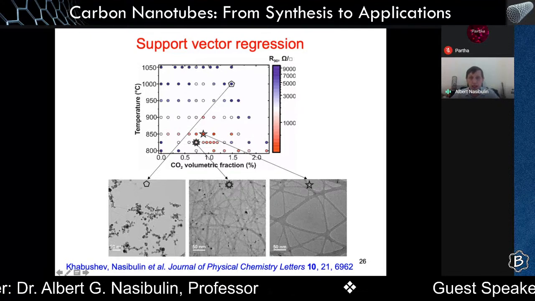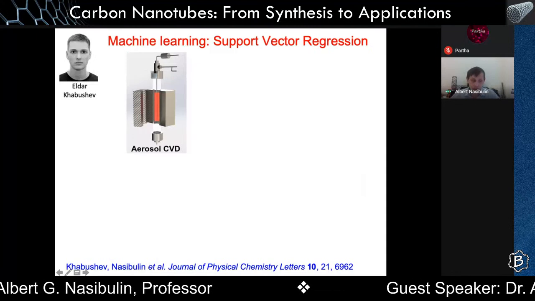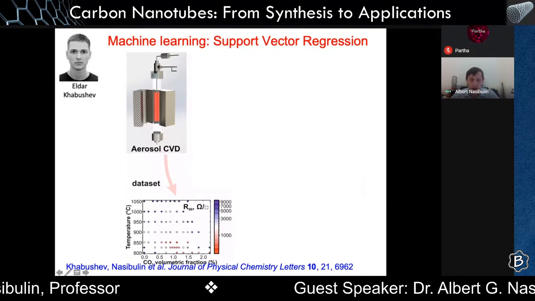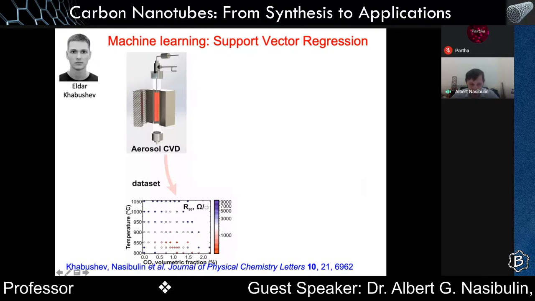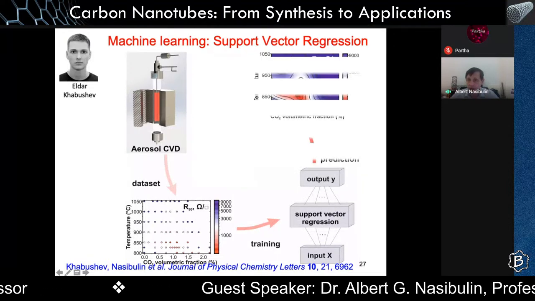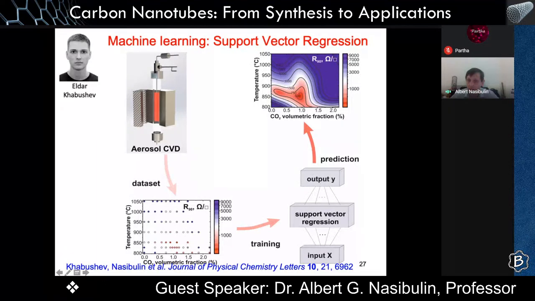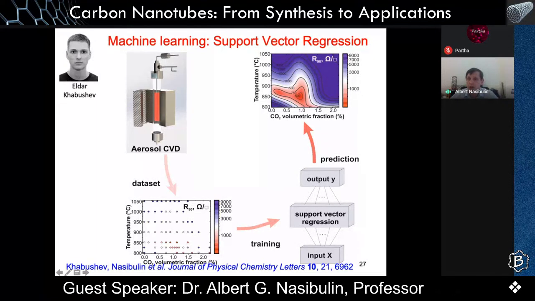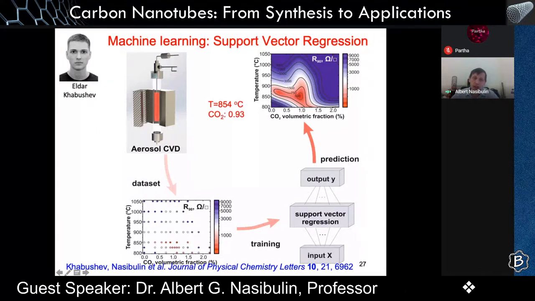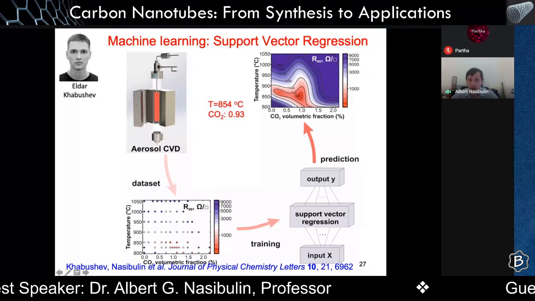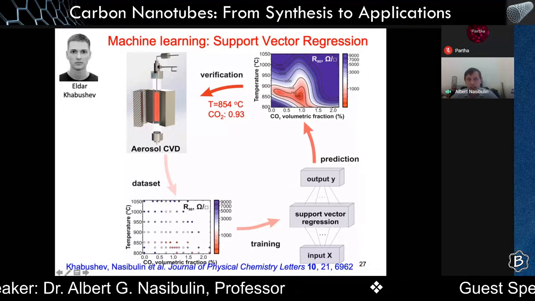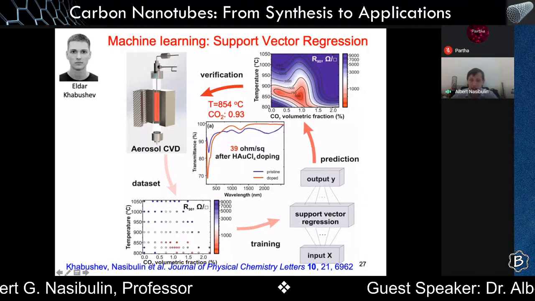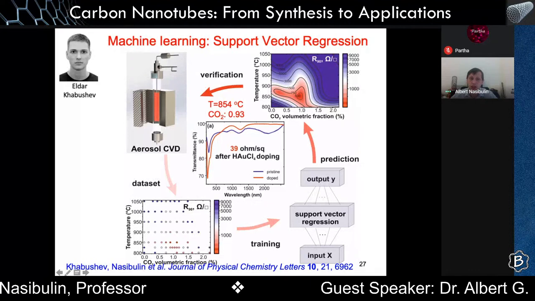And so how could we utilize machine learning to predict the growth conditions for our carbon nanotubes? First, we go to the aerosol CVD reactor and synthesize. We get a map distribution of sheet resistances at different conditions. Then we utilize our support vector regression and get a mapping, from which you could easily get the extremum point, the point where the sheet resistance would be minimal. Then we get the conditions: this temperature and this CO2 concentration. We go for verification to the reactor, synthesize the tubes, and we get like 39 ohm per square. At that period of time, it was state of the art. So quite good results obtained with the machine learning technique.